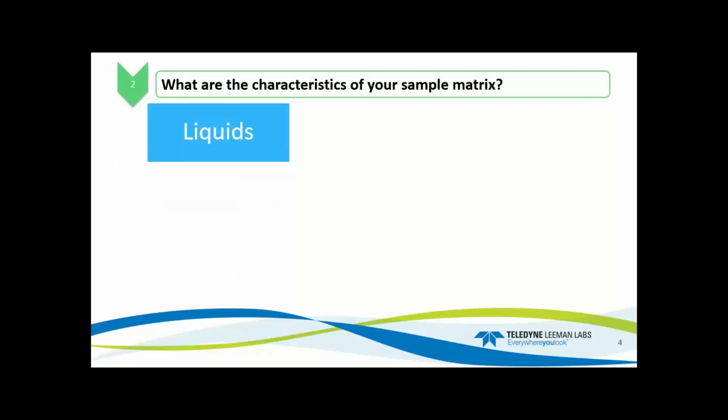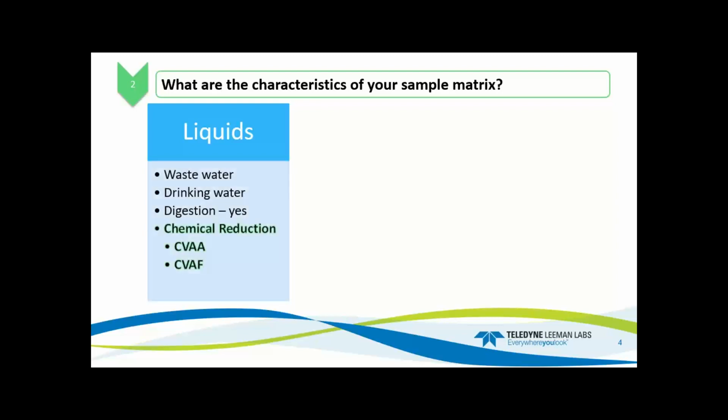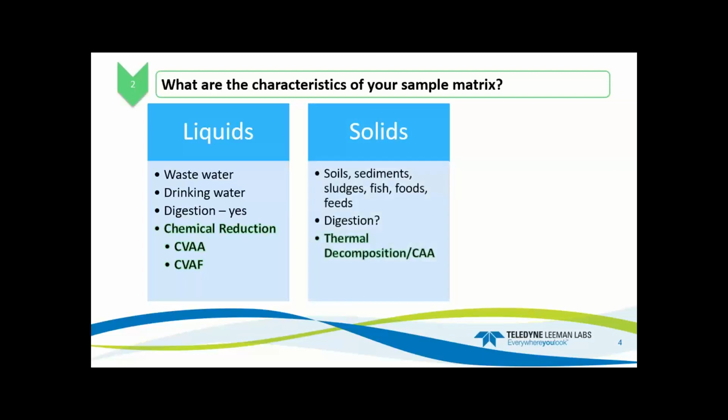So what are the characteristics of your sample matrix? If your sample is a liquid, like wastewater or drinking water, then you will most likely be best served by one of the chemical reduction techniques, like cold vapor atomic absorption or cold vapor atomic fluorescence. If your sample is a solid, you have the choice of digesting the sample and then analyzing by atomic absorption or atomic fluorescence, or you can eliminate the sample pretreatment altogether and employ direct analysis by thermal decomposition.